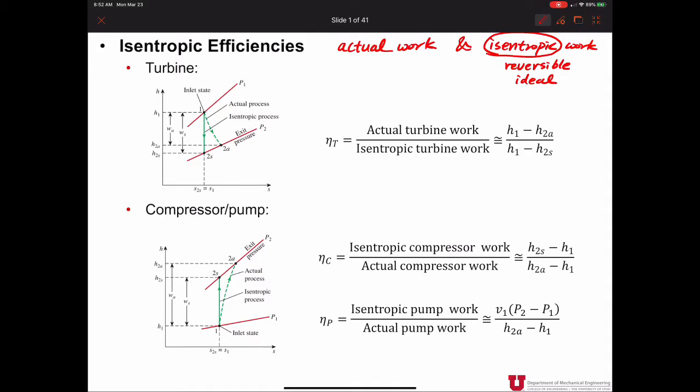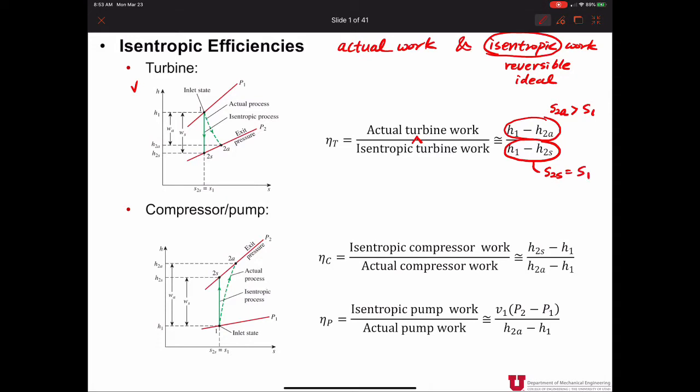By looking at the HS diagram, the isentropic turbine work is always greater than the actual turbine work. Now, we can compare these two works in terms of enthalpy changes. For actual turbine work, we have H1 minus H2A, where the entropy at 2A is greater than the entropy at 1. The isentropic turbine work is defined as the difference between the enthalpy at state 1 and the enthalpy at state 2s, where the entropy at 2s should be the same as the entropy at 1.